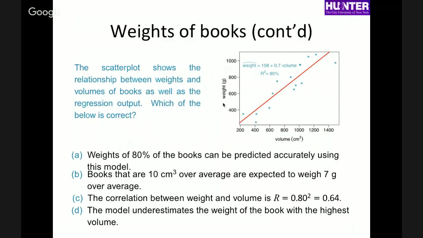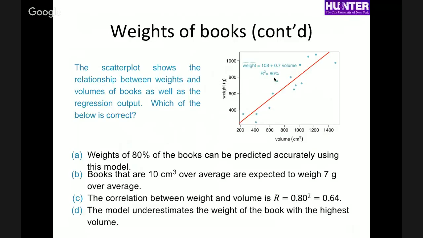So here's a nice descriptive scatter plot showing the weight of the book on the y-axis and the volume in cubic centimeters on the x-axis, along with the best fit linear regression. The best fit line is that the weight is 108 grams plus 0.7 times volume in cubic centimeters, and you get an R squared of 0.8 or 80%.